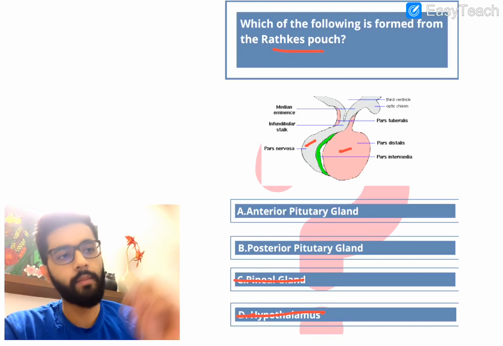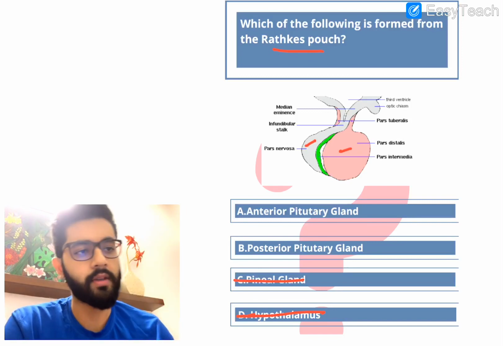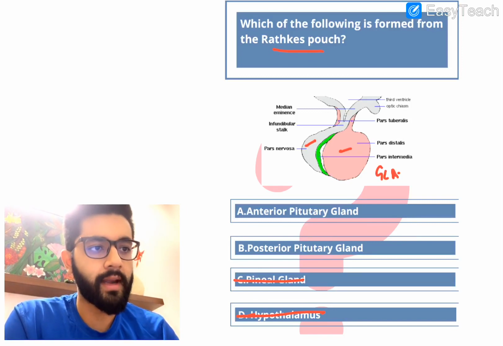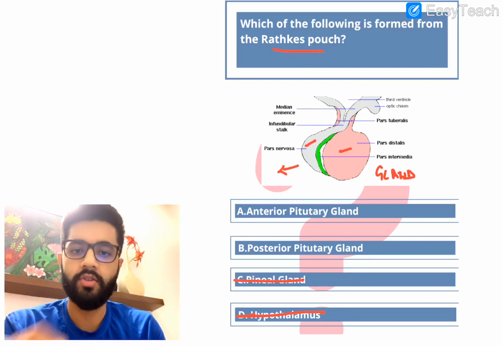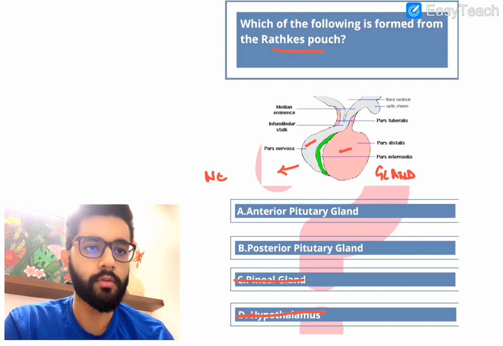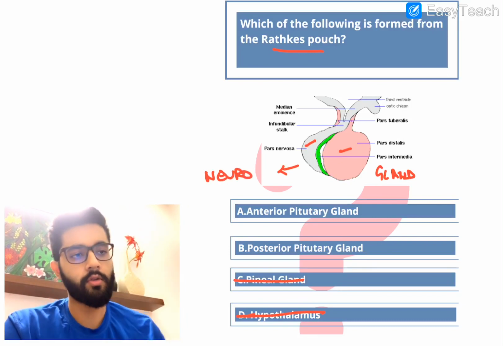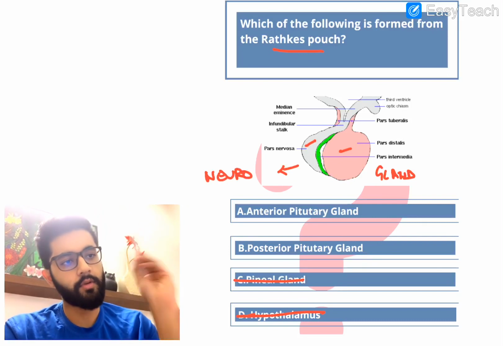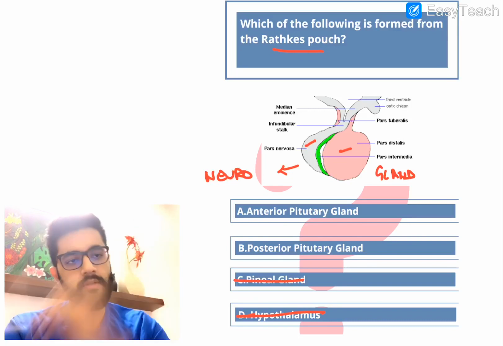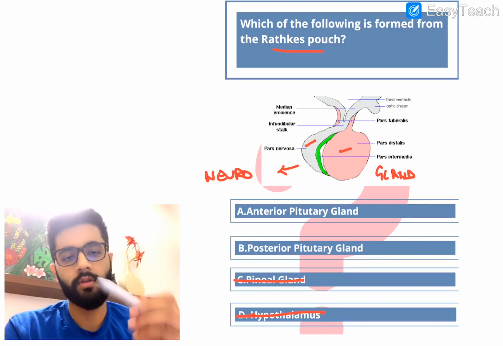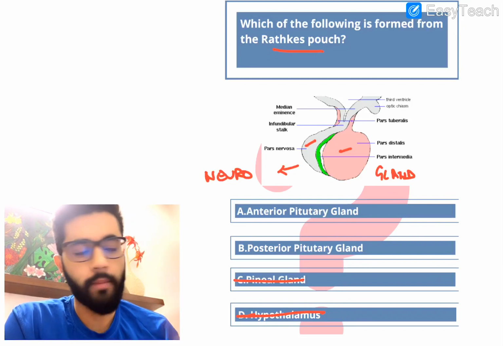The anterior pituitary is also called the adenohypophysis and it's mainly made up of glandular tissue, whereas the posterior pituitary is basically nothing but an extension of the brain, so it's also called neurohypophysis. Adenohypophysis, the anterior pituitary, is glandular; neurohypophysis is an extension of the brain.